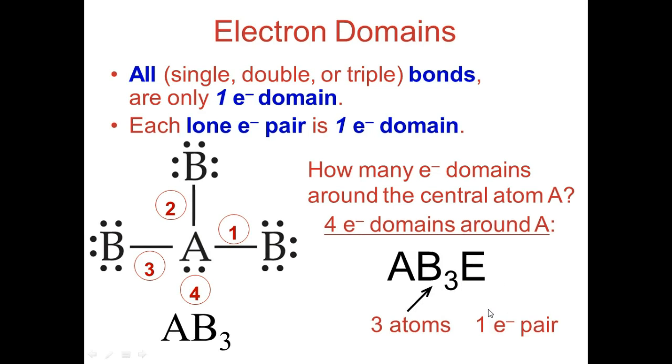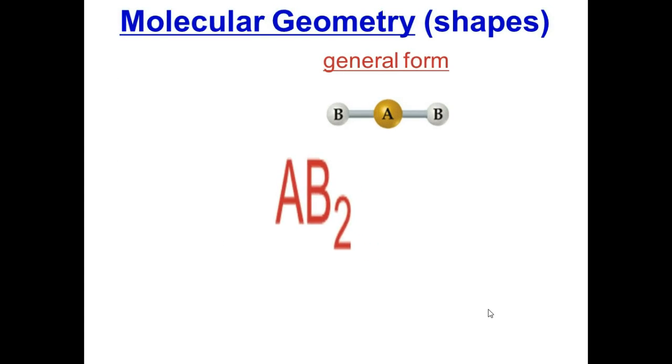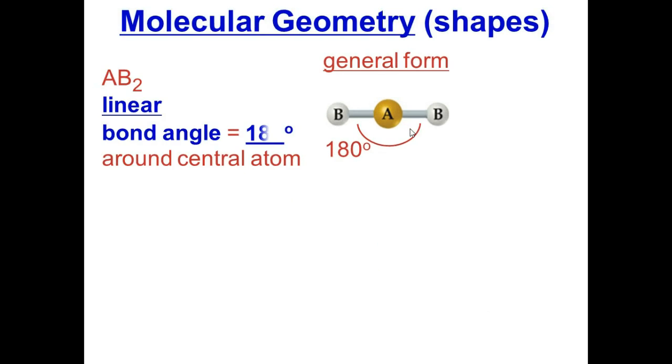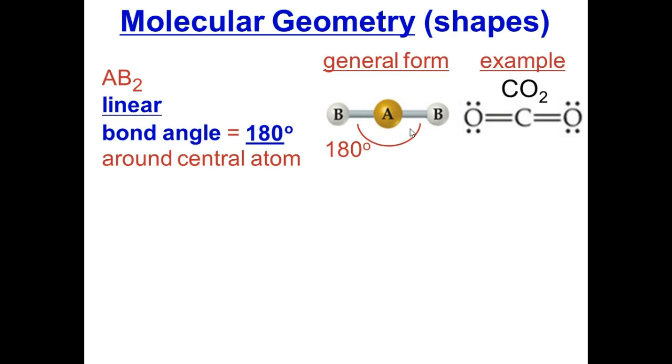And 3 atoms and 1 lone pair. And then here, these are all 5 types of shapes. So we have the first one, which is 1 central atom, 2 bonds, so 2 domains, and this is a linear shape with a bond angle of 180 degrees, just like a line. An example of this is CO2, and see how it forms a straight line.